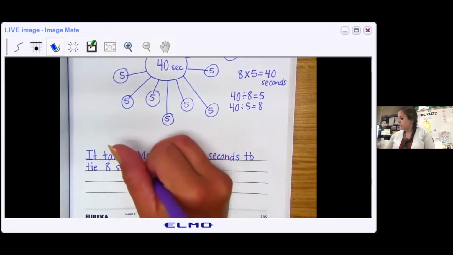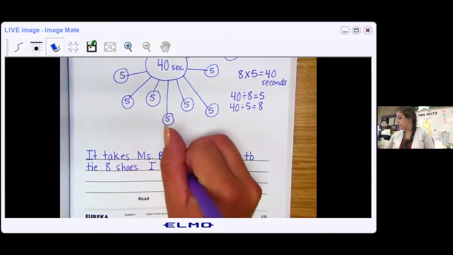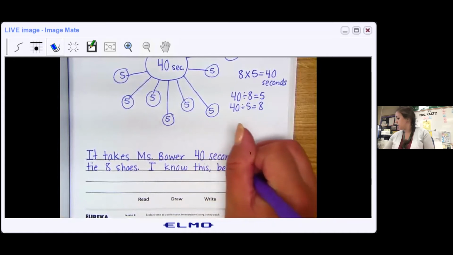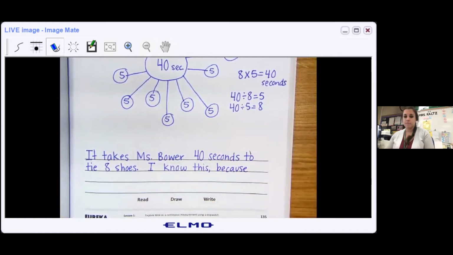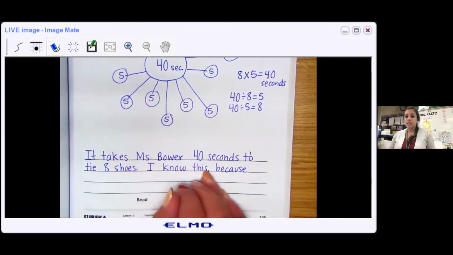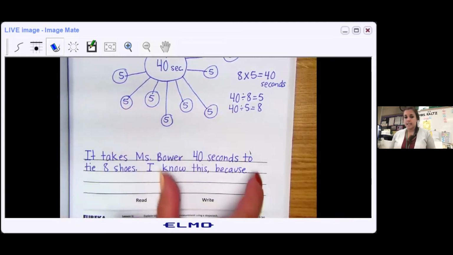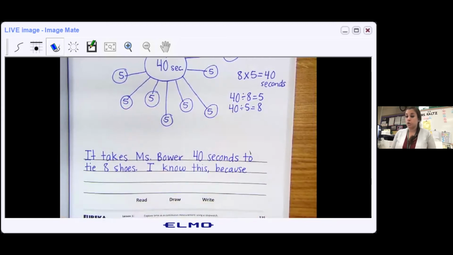Then everyone should have written a second sentence on how they know this. I know this because, our magic words to really explain our thinking. Now for my first picture, I could say I know this because I drew the 8 shoes and labeled them by 5 and then skip counted by 5. If you drew the number bond, you would say I know this because I drew a number bond of 8 groups of 5. Describe your picture in this sentence. So I'm not going to finish it, but you should. Make sure you get a nice period at the end.